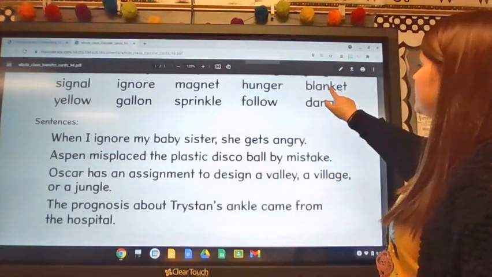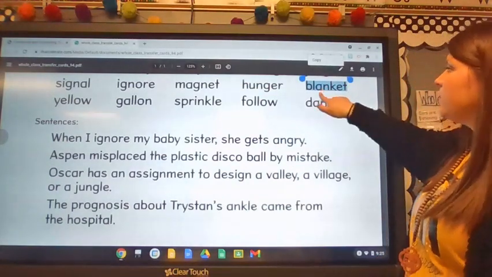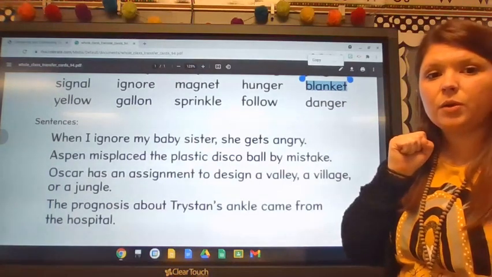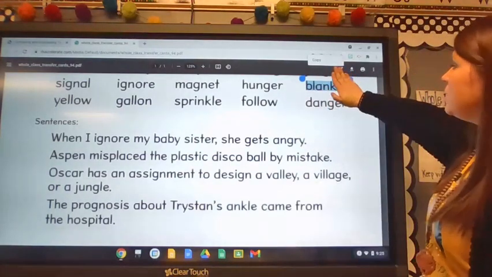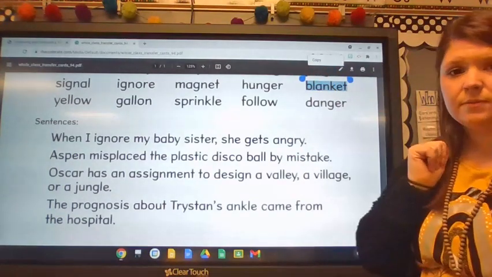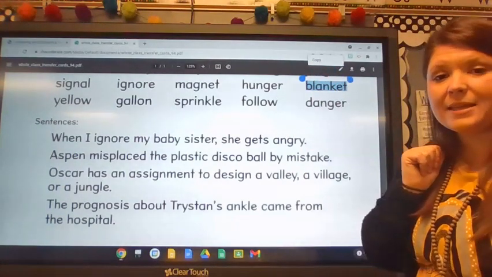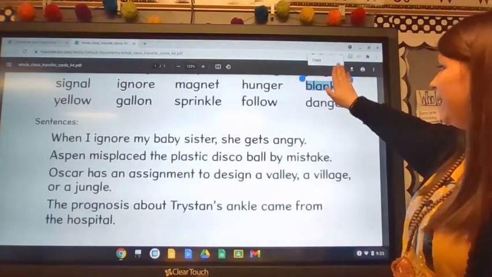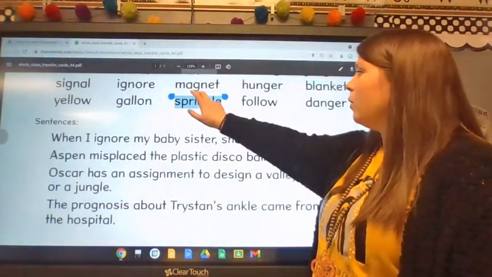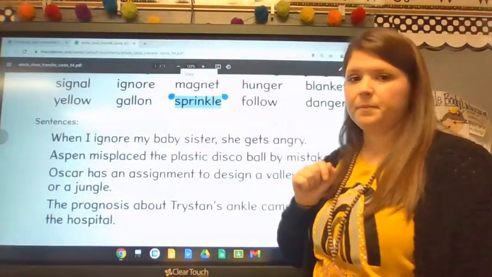All right, now let's look at another word here. This vowel is followed by N and K. It's going to split. So we'll have blanket, blanket. Okay? A and K says ank. So we have blanket, blanket. Now I want you to try with this highlighted word here.